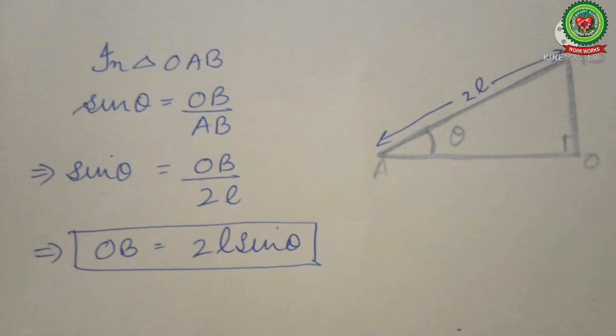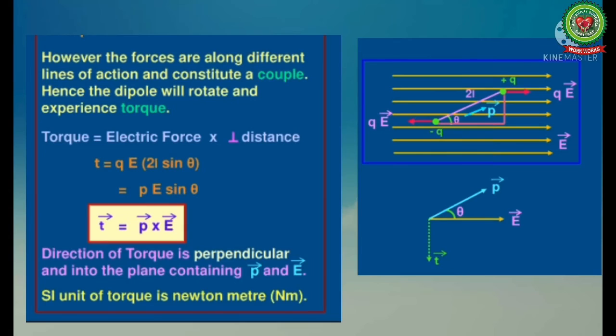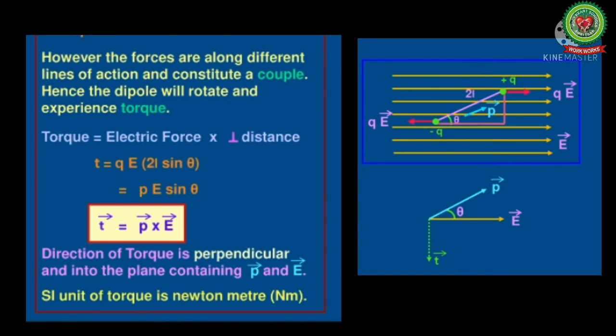Now let's insert the value of perpendicular distance in the formula of torque. As torque is equal to force into perpendicular distance, here force is given by the relation QE and the perpendicular distance is 2L sine theta. Now students, according to the definition of dipole moment, P is equal to Q into 2L. So we will insert P instead of Q into 2L in the formula above. So the formula becomes torque equal to PE sine theta, and this is the answer for cross product of two quantities. So torque is equal to P cross E.